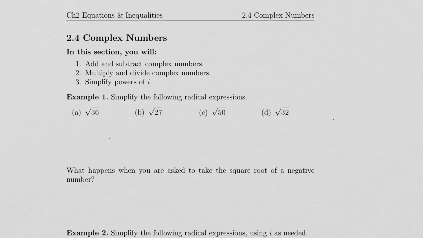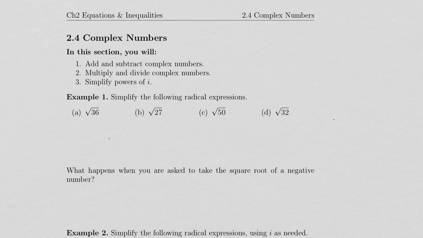So this section, 2.4, is going to be on complex numbers. I'll quickly review what an imaginary number is, what a complex number is, and then we'll talk in particular about how to add and subtract complex numbers, how to multiply and divide complex numbers, and then we'll look at a little bit of how to simplify if we have powers of something called i, which we'll review. Okay, so to motivate this, let's look at this.